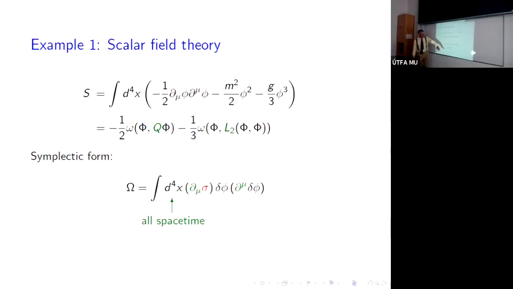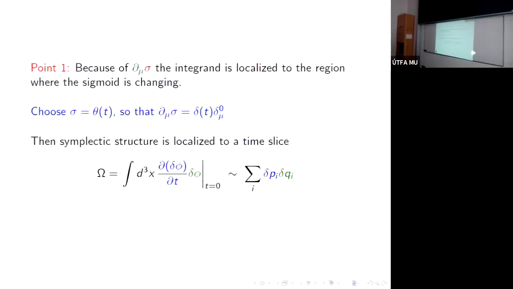Now we don't have a time slice directly yet. Our symplectic form is integrating over all of space and time. But here we find, instead of a time slice, a sigmoid. The derivative of the sigmoid is contracted with two delta phi's and a partial mu. So that's what the symplectic form for phi cube theory looks like. The first point is that because the sigmoid appears differentiated, the symplectic form is localized to regions where the sigmoid varies. So that's how we get our time slice.